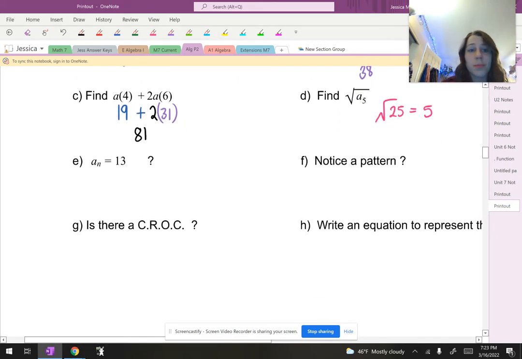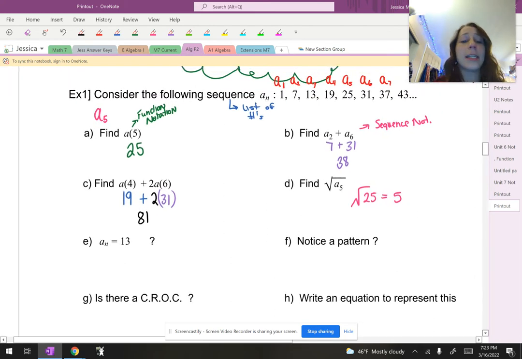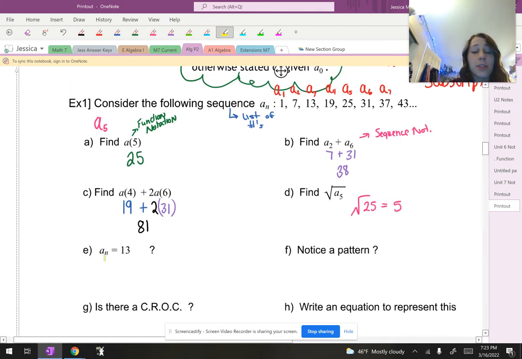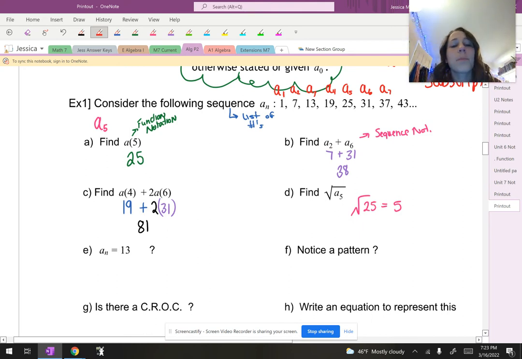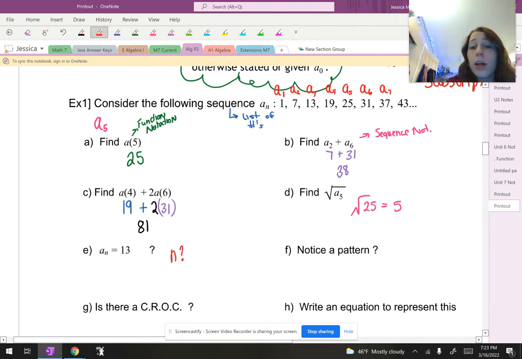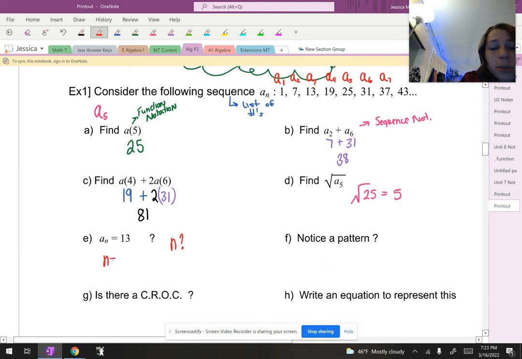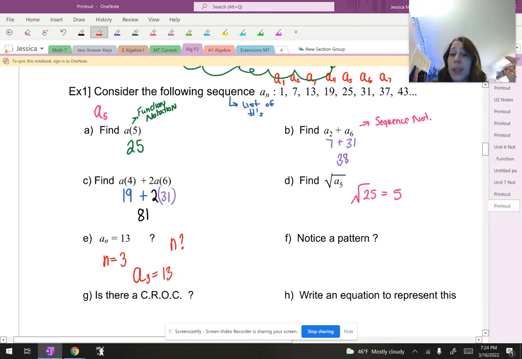That's a coincidence. All right, so now in E, a little bit different here. They are saying a sub n is equal to 13, and then there's a question mark. So what are they asking me exactly? Well, they're asking you what the n is. They're asking you 13 would be a sub what? They're asking you to find n. 13 is the third term like we talked about before, so n would be equal to 3. Or you could write a sub 3 equals 13. Either one.